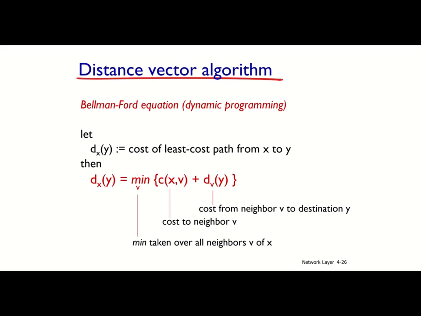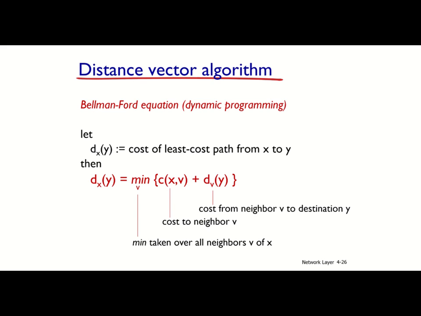It basically says the distance from x to y, which is represented by d sub x in parentheses y, is equal to the minimum of the distance from v to y and the cost of reaching from x to v, where v can be every neighbor of x that is adjacent to x.